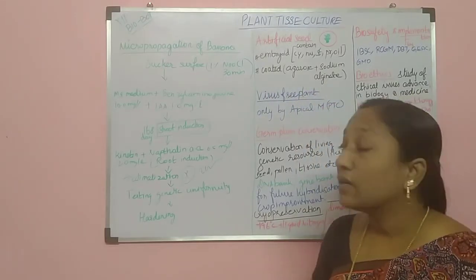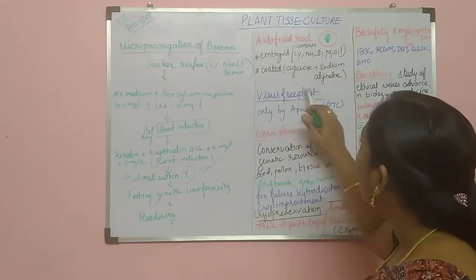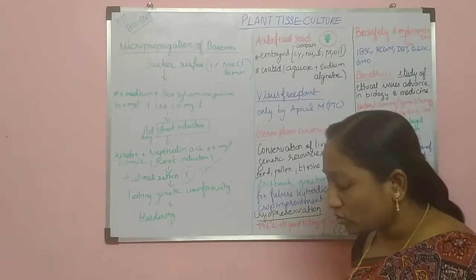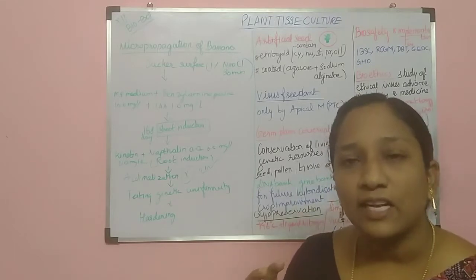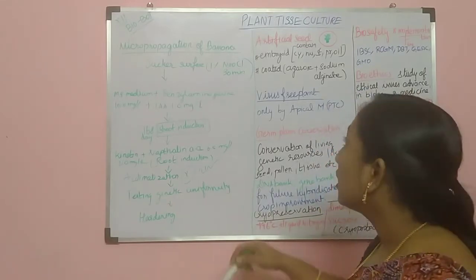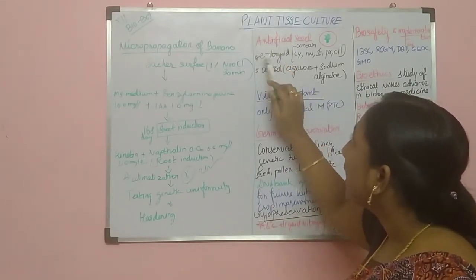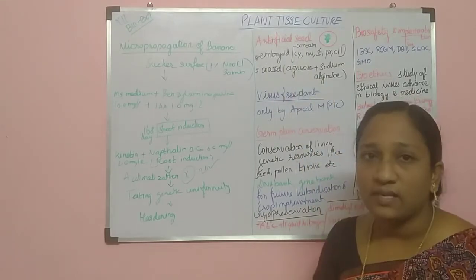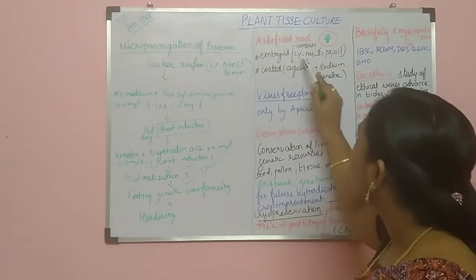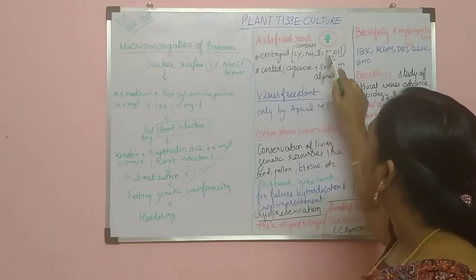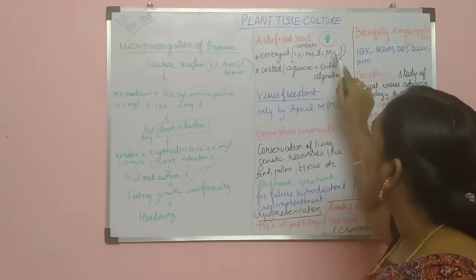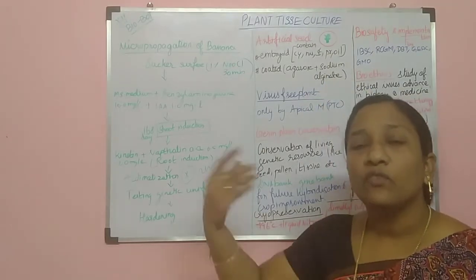Agarose and sodium alginate. These two are used to form the outer transparent seed coat. Now see, this embryoid has what things? It has cytoplasm, it has a nucleus, it has cell structure, and it has starch, protein, and all the essential oil for the future plant growth.